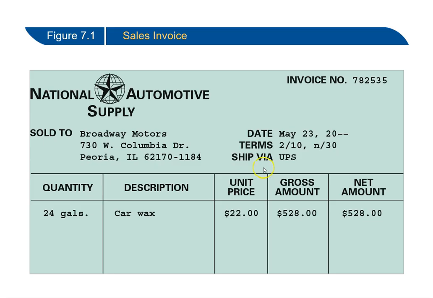Okay, and so these terms are going to be really important for you to understand. Whenever you have cash discounts and terms like these, the first number, so this 2, stands for a 2% discount, and the second number after that means that they're going to earn a 2% discount if they pay within 10 days of receiving their products, or in this case, their 24 gallons of car wax.